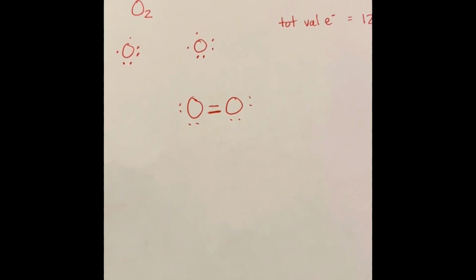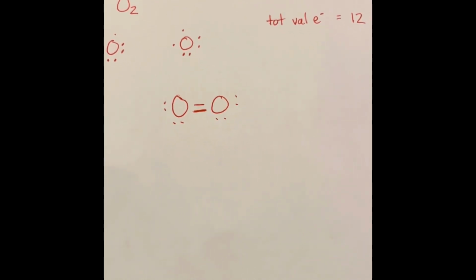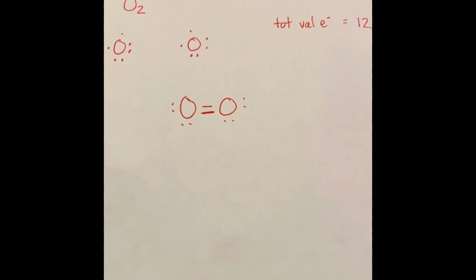So the other thing I want to mention is that a double bond is stronger than a single bond. It's held together more tightly. And a triple bond is stronger than a double bond, okay?